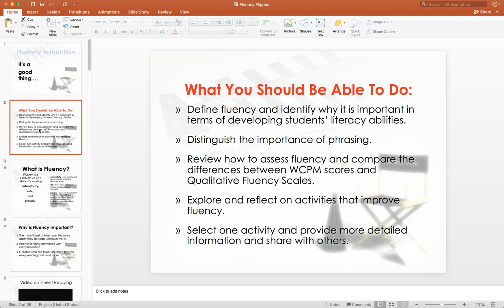You're going to review how to assess fluency and compare the differences between words correct per minute scores and qualitative fluency scales. You'll explore and reflect on activities that improve fluency, and you'll select one activity and provide more detailed information and share that with others. All right, so let's start.